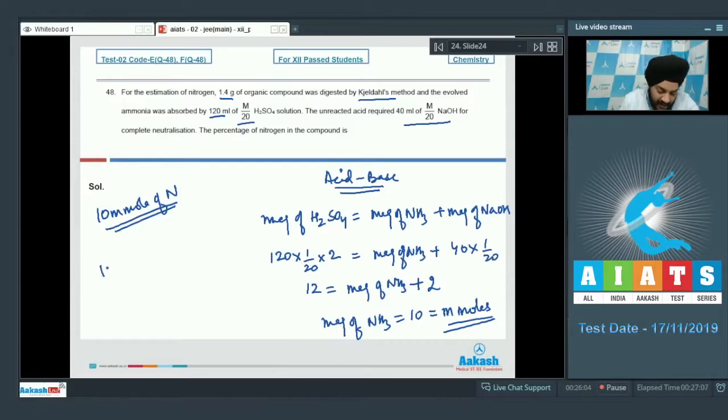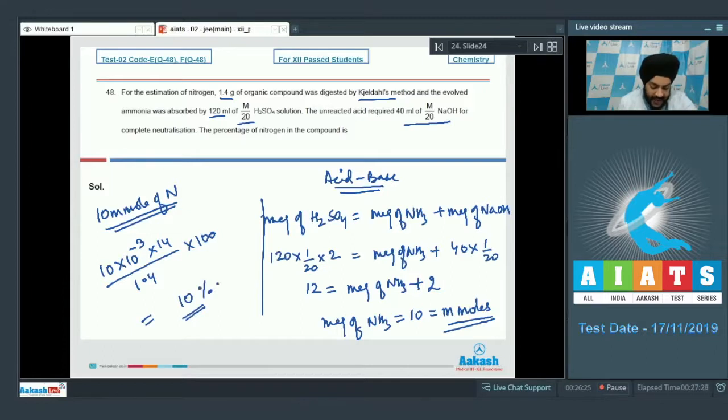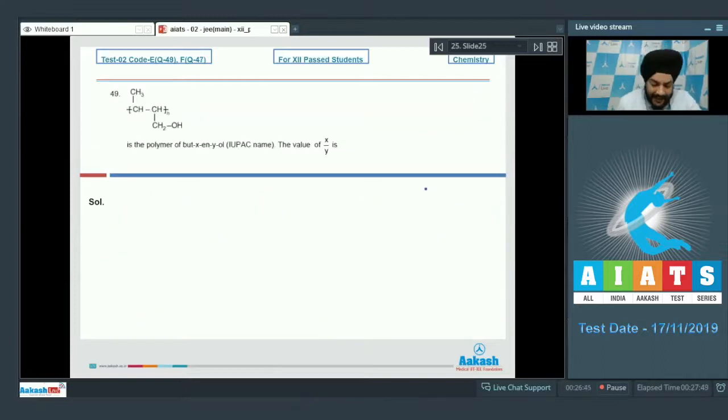If we talk about the mass, so 10 into 10 to the power minus 3 into 14. So this is the mass of nitrogen in the given compound. The total mass of the compound taken was 1.4 grams. And if you talk about the percentage, this has to be multiplied by 100. So this on simplification gives us a value equal to 10. So nitrogen is present in an amount of 10% in the given compound. Okay, so students, for this question we have to mark the answer as 10. Let us look at the next question now. Question number 49.